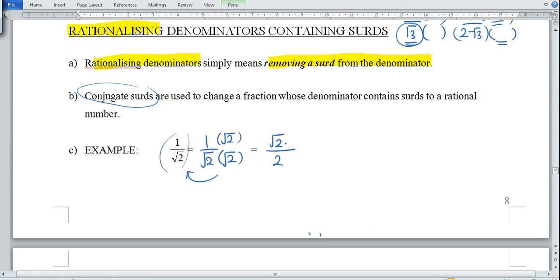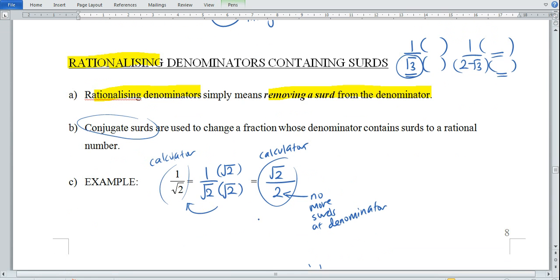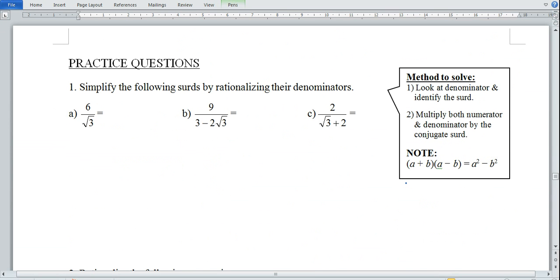Now, you can always check using the calculator, by evaluating 1 over square root 2 on a calculator and comparing the answers, and this is the check that you have rationalized correctly. So in a rationalized result, the denominator will not have surds anymore. No more surds at the denominator. That is the whole point of this further simplification of surds.